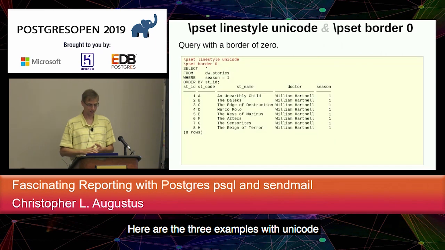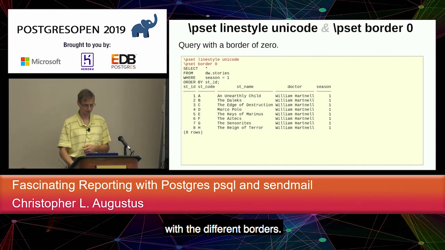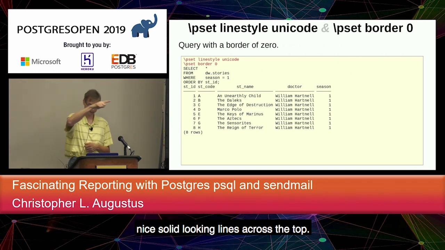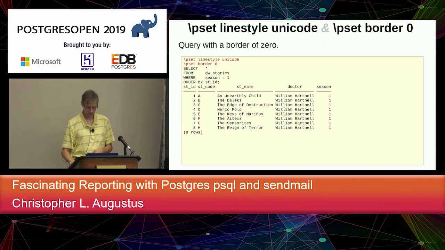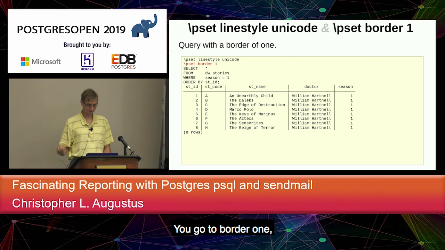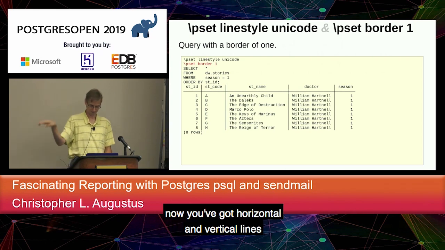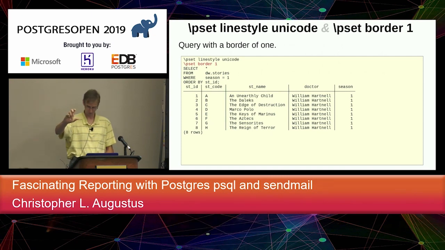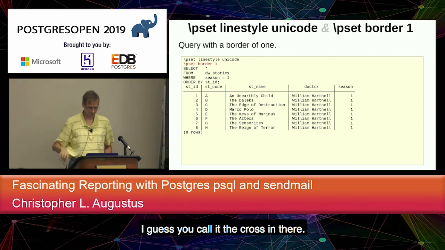And here are the three examples with Unicode with the different borders. Now with border zero, you've got nice solid looking lines across the top. You go to border one, now you've got horizontal and vertical lines and the nice Unicode, I guess you call it a cross in there.